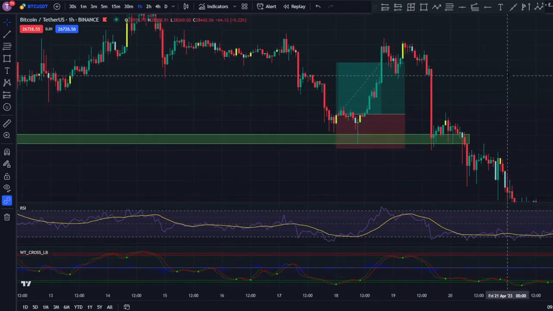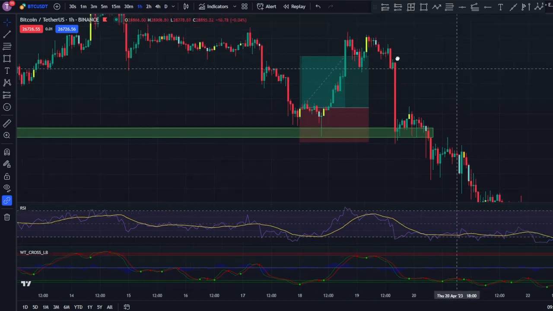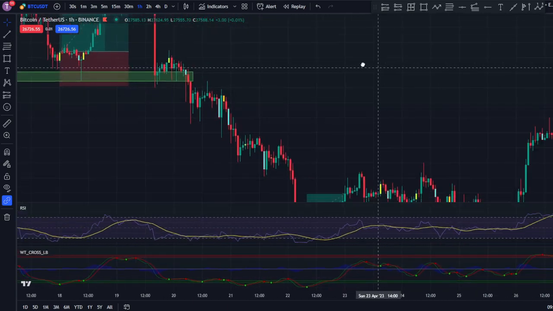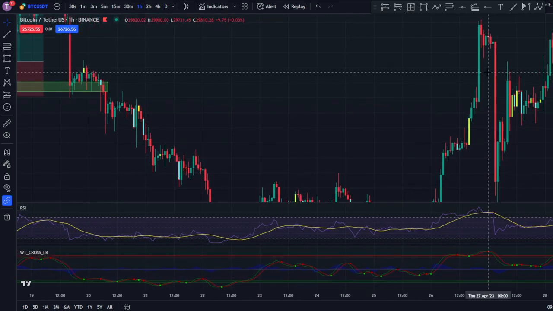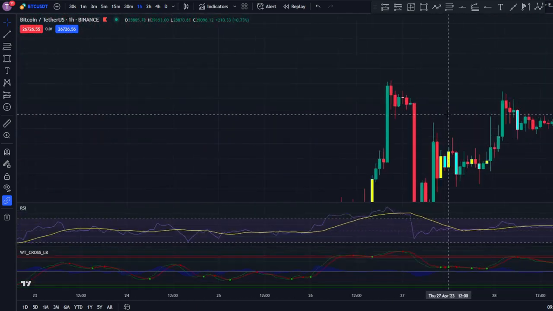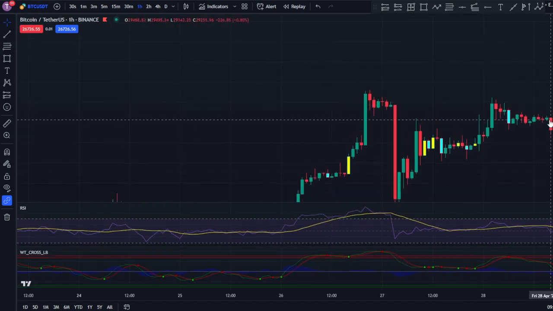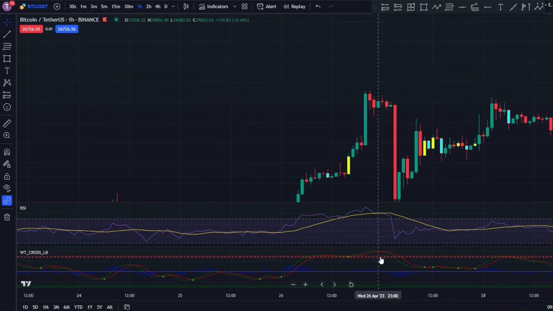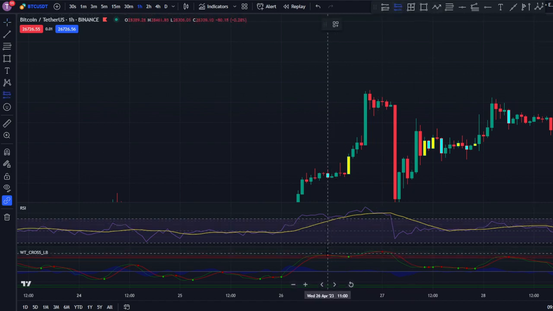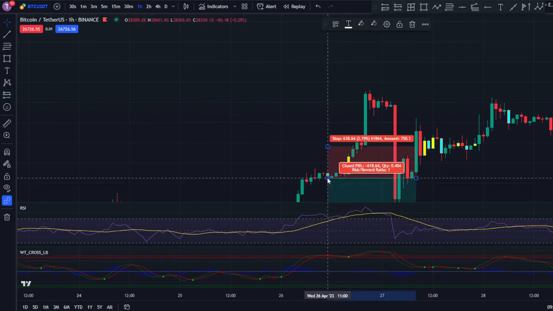So now let's go over the short position side, and short positions are basically the same thing, but now we just flip everything around. So now what we want to do is wait for a red dot and wait for the RSI to be above the 70 value range. So here we have this red dot here, and we have the RSI above the 70 value range, so we'll take that position.